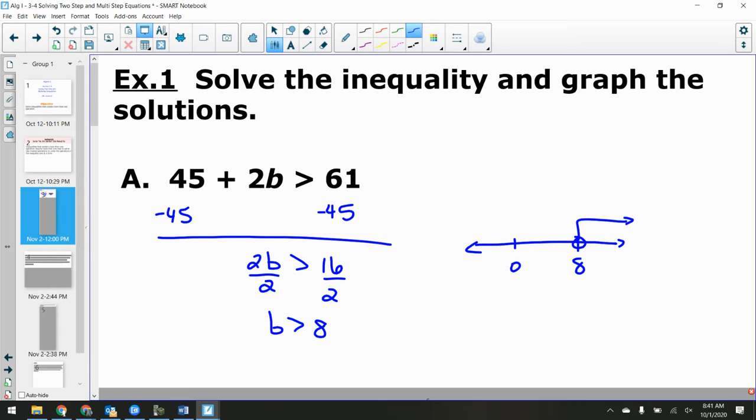Somebody give me a value that's bigger than 8. John? 9. Very good. If I plug in 9, 45 plus 2 times 9. Well, 2 times 9 is 18. 45 plus 18 gives me 63. Is 63 bigger than 61? Yes. So it's a true statement in the end when you solve. Okay. Questions about that? So you can always plug back in just like we could with equations.